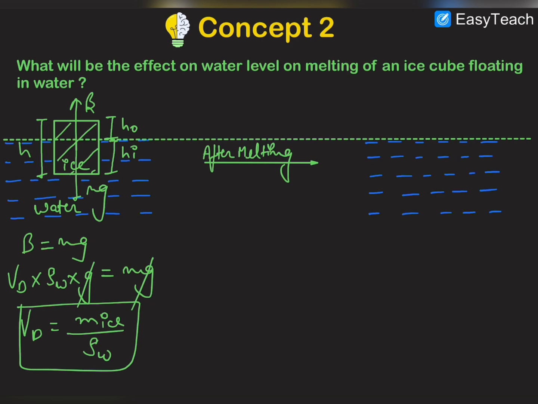Now when ice melts, then obviously we know that the volume of liquid formed, volume of water formed, in fact, because ice is melting, the liquid state of the ice is water. So the volume of water formed will be the mass of ice upon density of water.